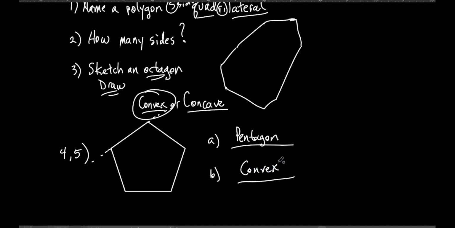So that would be convex. As long as I extend those sides and none of those sides go inside of here, right? Look, if I went from here to here, am I extending one of the sides? No, I'm not.